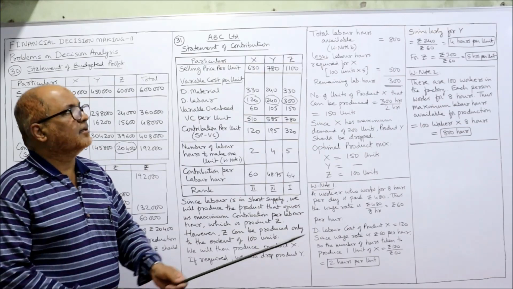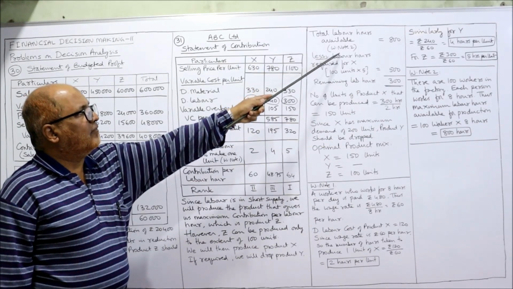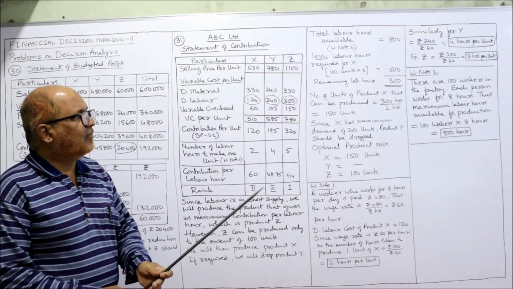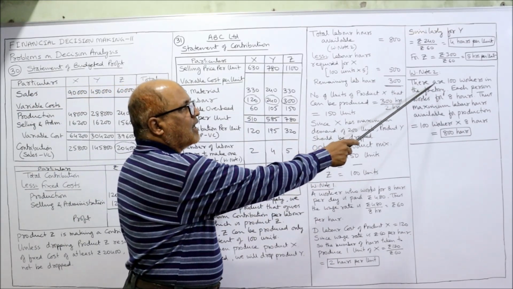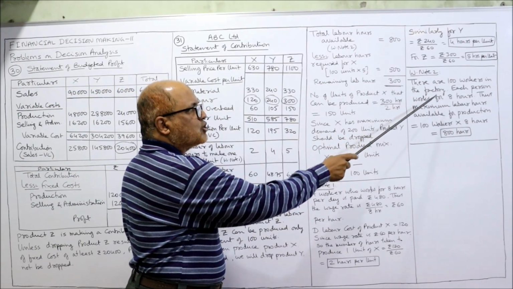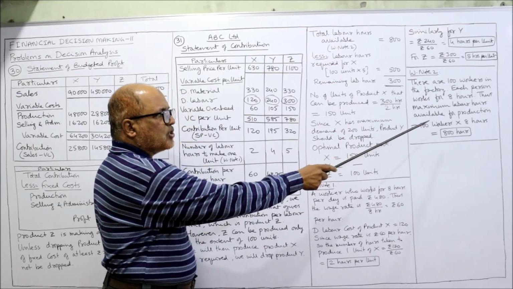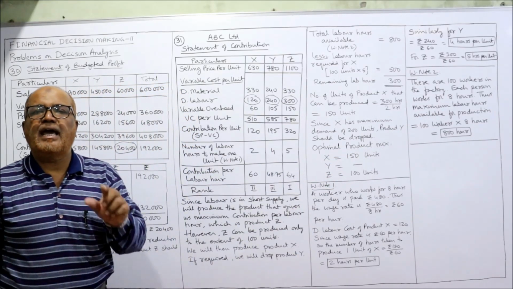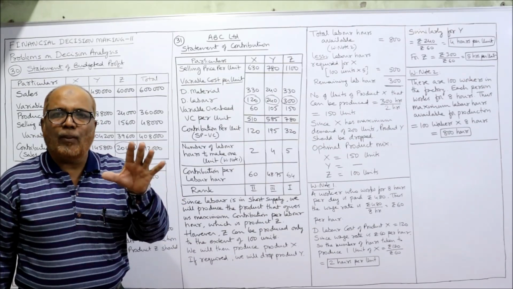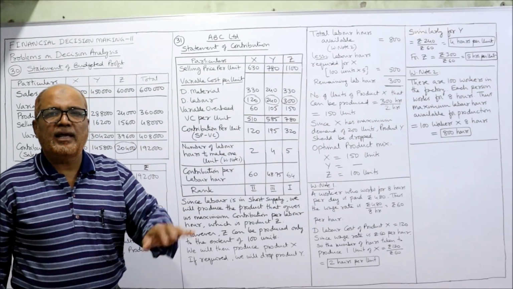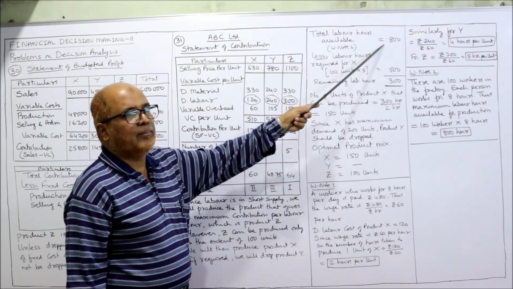Now we'll see total hours available, working note number 2. In working note number 2, I have written there are 100 workers in the factory. Each person works for 8 hours. Thus, maximum labor hours available for production is 100 workers into 8, 800 hours. So per day, total 800 hours are available.